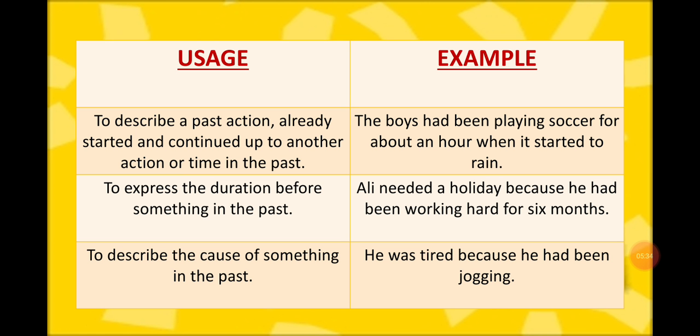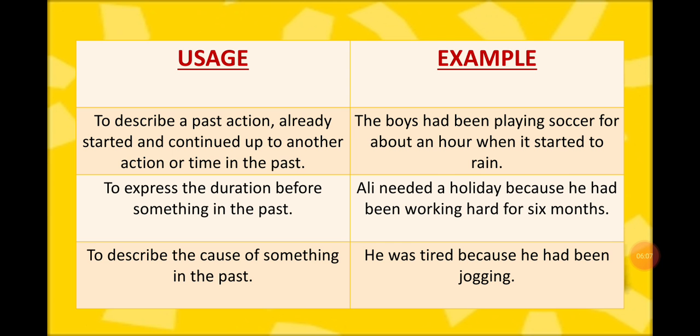I have already told you that past perfect continuous tense is used when we are discussing an action which has happened in the past, continued for some time, and then finished at a certain point in the past. Like, the boys had been playing soccer for about an hour when it started to rain. It shows the boys were playing soccer. They had been playing it for an hour when it started to rain.